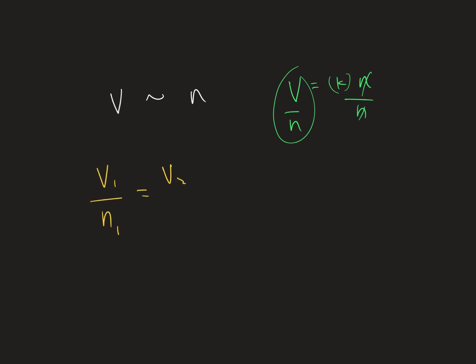So volume is proportional to the number of moles. Is that right? Okay. And I didn't bring this equation, but what's the equation for this? We can say it's V equals some K times the number of moles, right? Divide the number of moles to both sides, and this is constant. Therefore, volume 1 over number of moles 1 equals volume 2 over number of moles 2. Good?